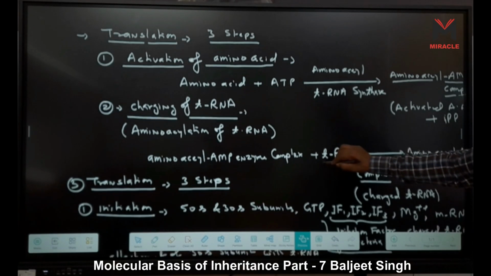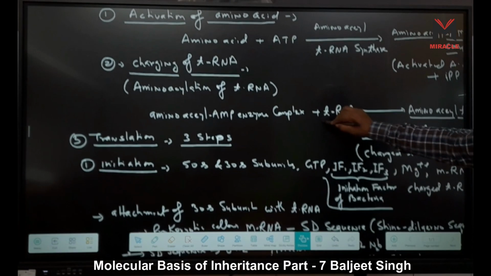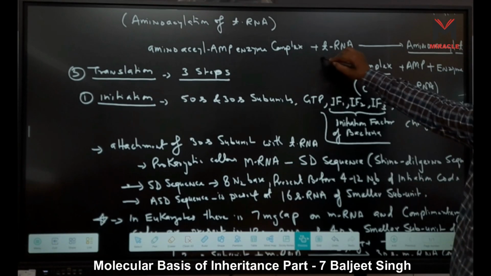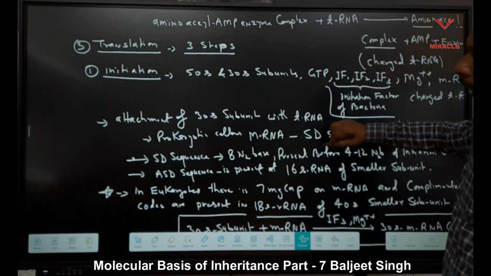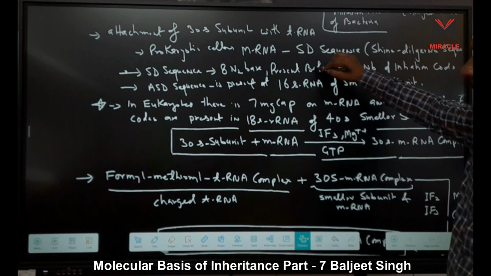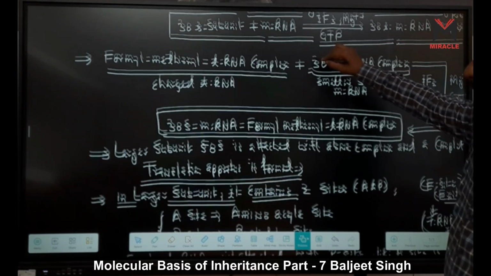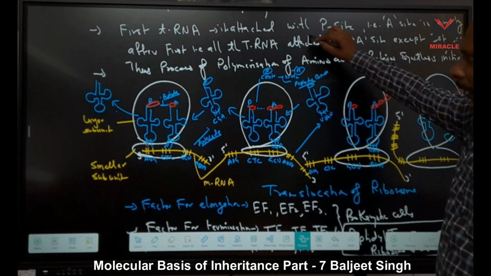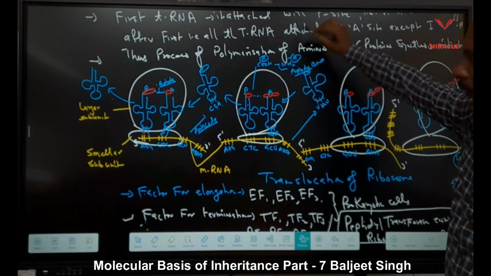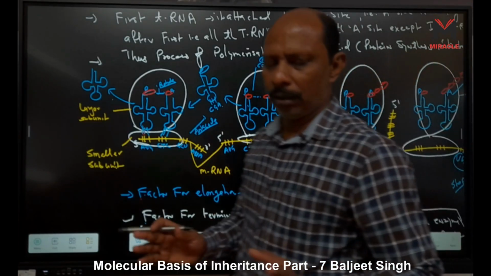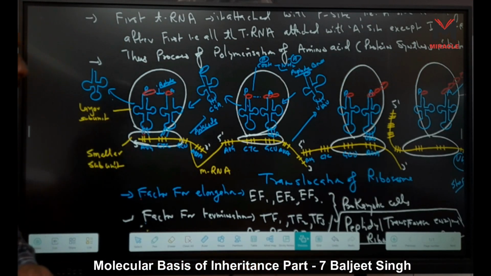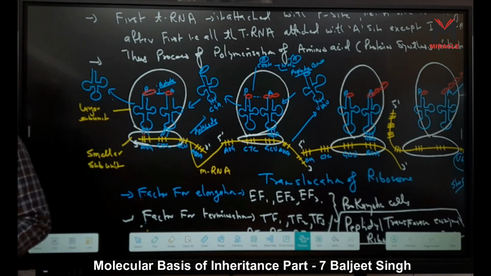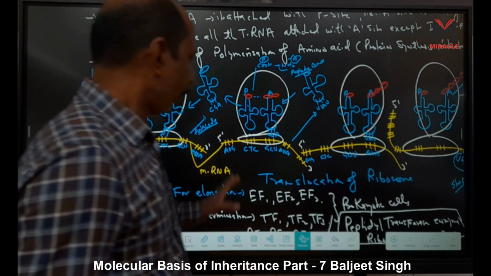So these are the total steps in translation: activation of amino acids, then charging of transfer RNA, right? Then translation. Translation starts from initiation, then elongation and termination. I tell you in this figure, otherwise it becomes very long, right? So I think you understand this one. If you have any doubt, you can ask, right?